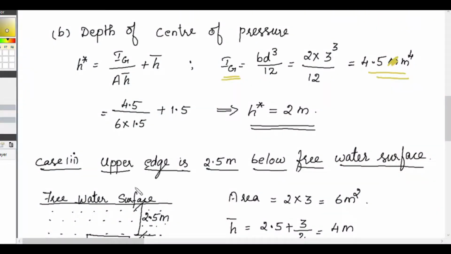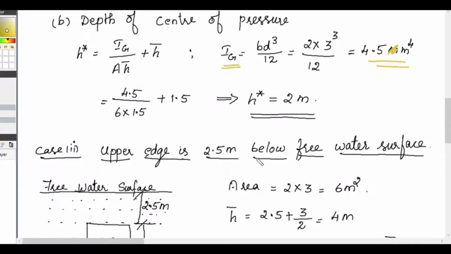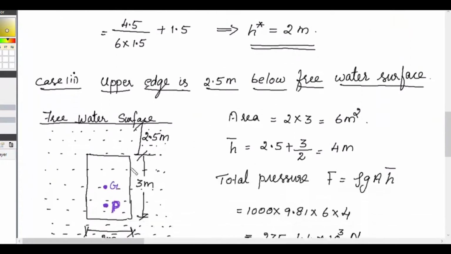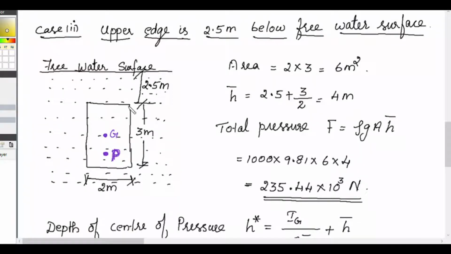Now, the second case, when the upper edge is 2.5 meter below the free surface of water. Okay, so this upper edge is 2.5 meter below the free surface of water. So the width of the plane is 2 meter. The depth is 3 meter. So the upper edge is 2.5 meter below the free surface of water.